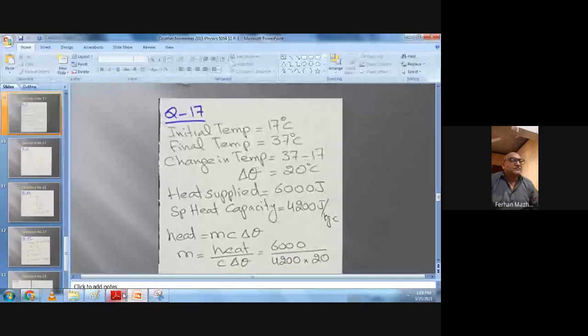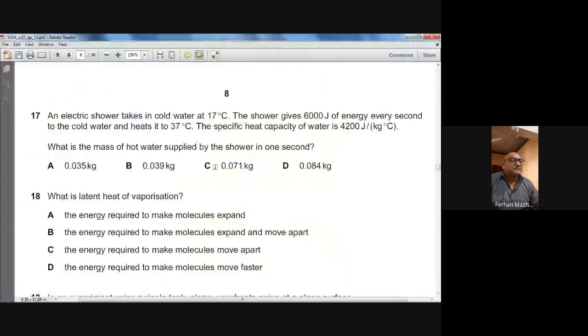Let me check the marking scheme. Okay, here we go. So C looks the right answer, sir. Question number 17, C is the right answer.